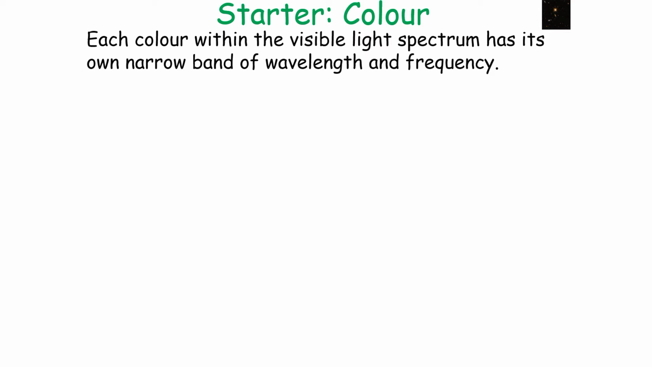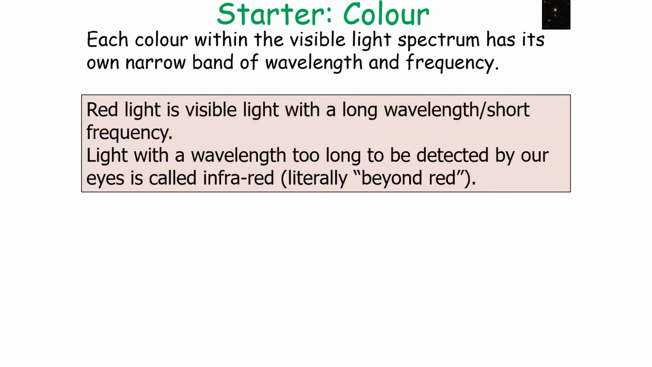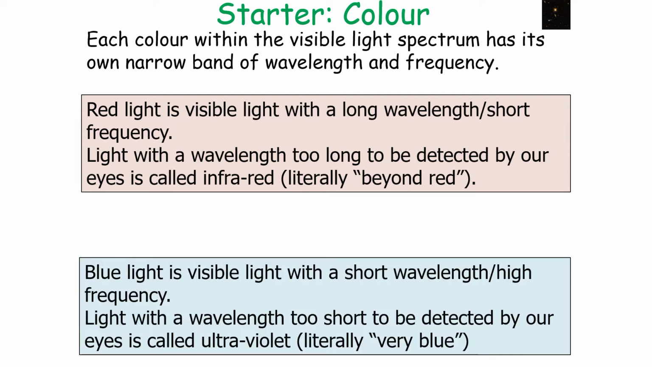So each colour within the visible light spectrum has its own narrow band of wavelength and frequency. Red light is visible light with a long wavelength or low frequency. Light with a wavelength too long to be detected by our eyes is called infrared, whilst blue light is visible light with a short wavelength or high frequency. Now light with a wavelength too short to be detected by our eyes is called ultraviolet.